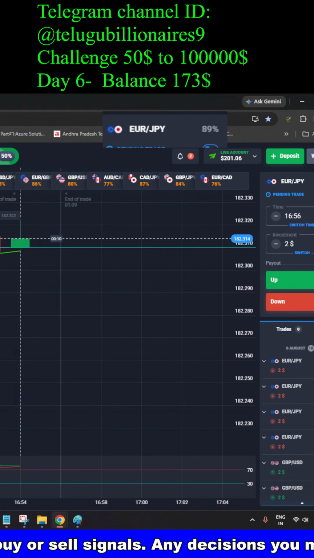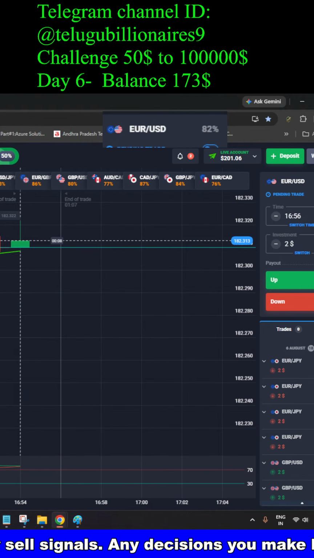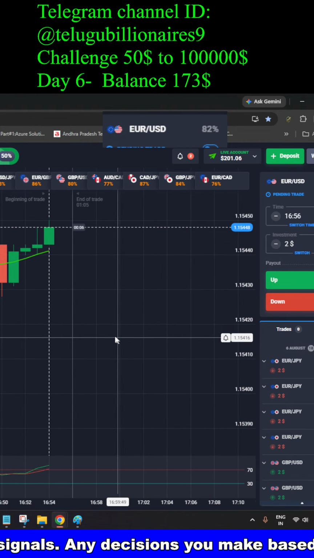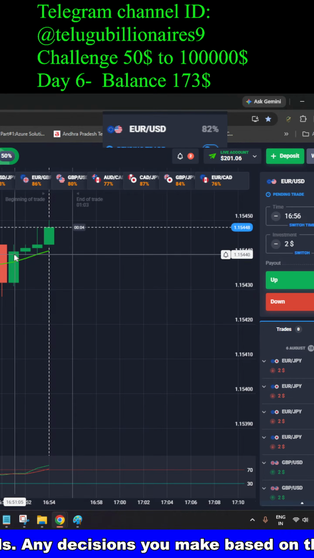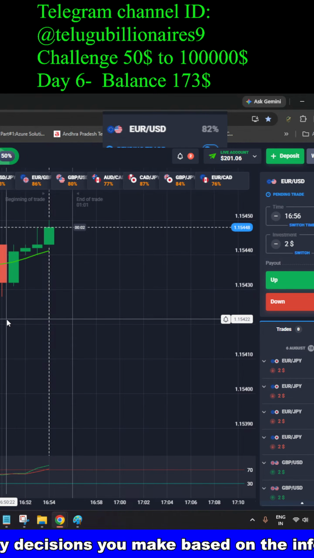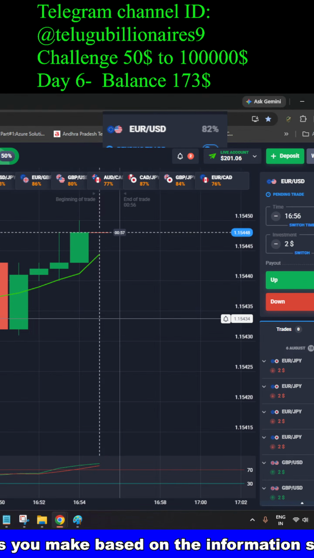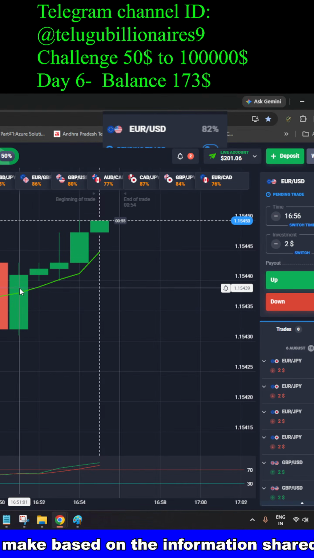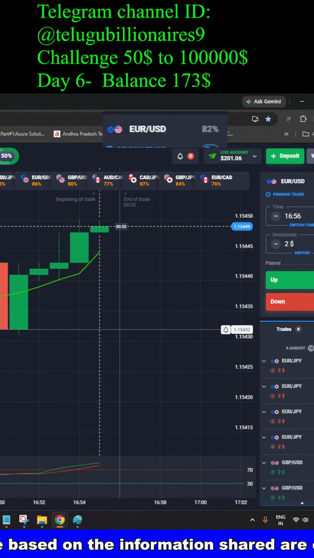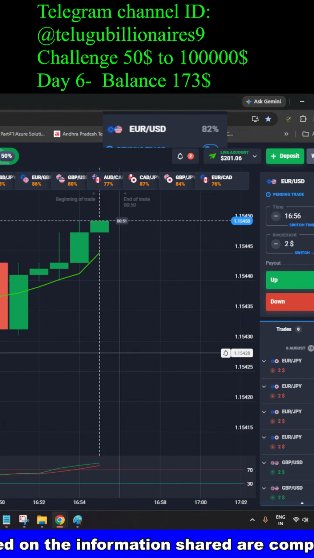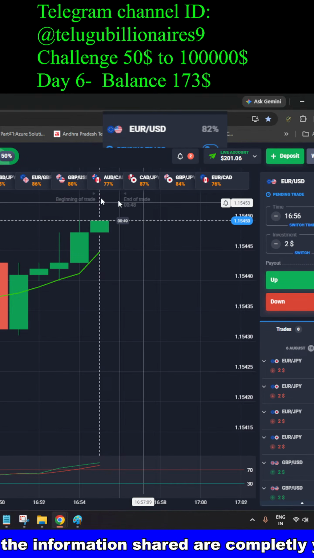Euro USD. No, here, see, it is crossed above. Before that, at least we need to see two to three candles below. If you are going up, the swing will be down. Here, where are the candles? No, it is not a swing change.